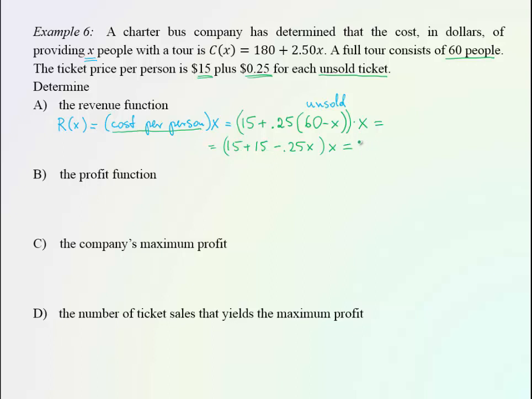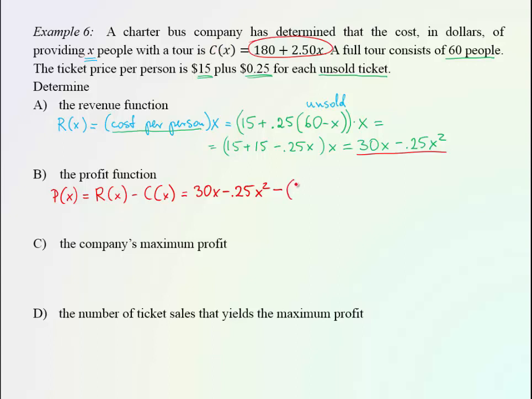Since 15 plus 15 is 30, we have 30x minus 0.25x squared. Next, we need to find the profit function. So if we have a revenue, profit in respect to the number of people going for the trip is the revenue minus cost. So the revenue is 30x minus 0.25x squared, and then we subtract cost, which was given in the problem.